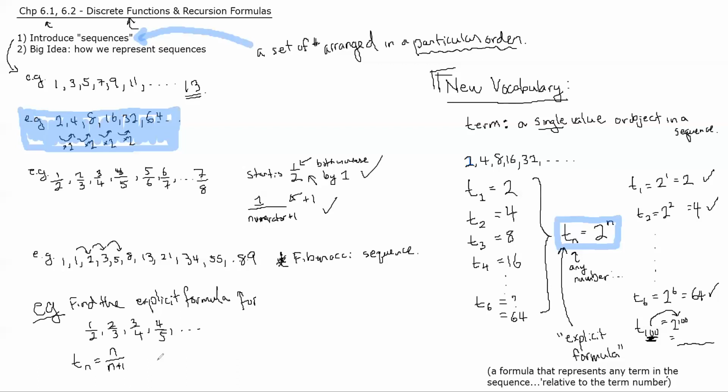So if it's the first term, the numerator would be a 1 and the denominator would be the term number plus 1, so 1 over 2. If you're looking for the fourth term, the numerator would be 4 and the denominator would be the term number plus 1, which is 4 over 5.